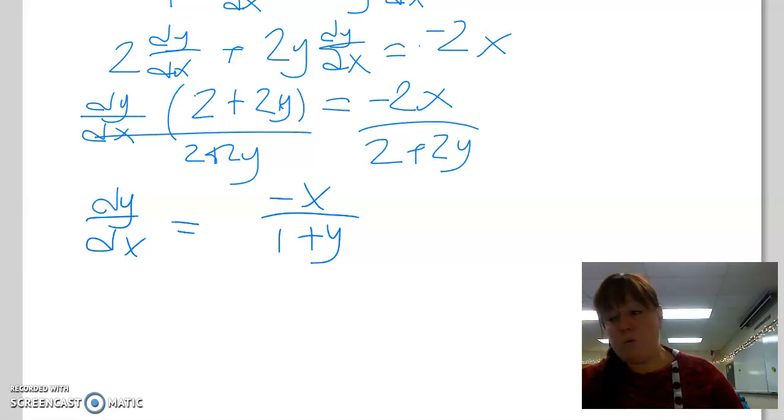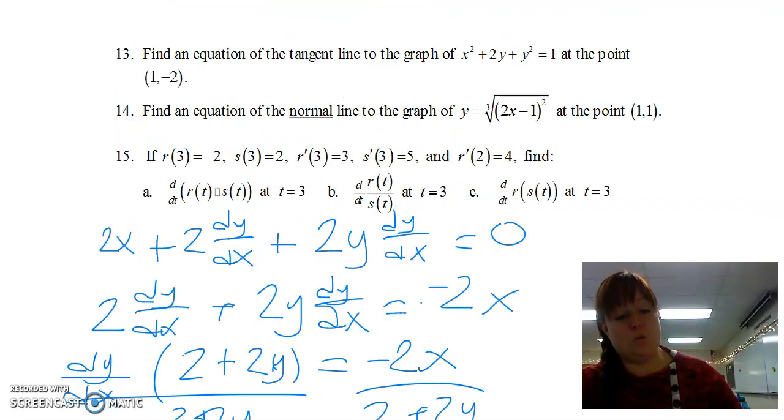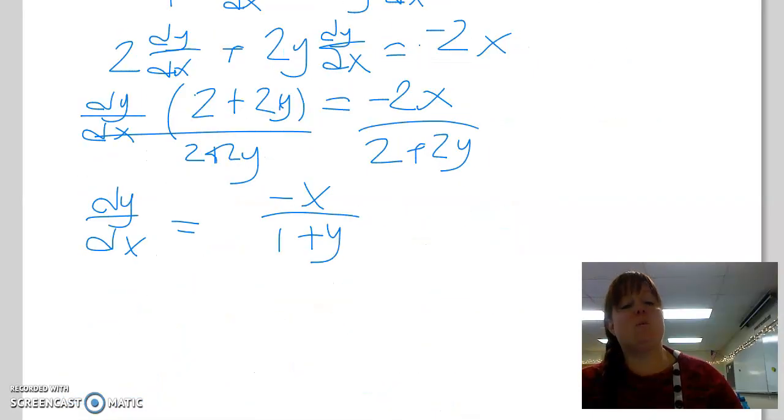And then we want to find the slope. Okay, so we need to find the slope of the tangent line at the point (1, -2). So when x equals 1, what is the slope of the tangent line? Because remember, this does not have a constant rate of change, so the slope of the tangent line is constantly changing. So we want to find the slope of the tangent line at (1, -2). We just plug those points in.